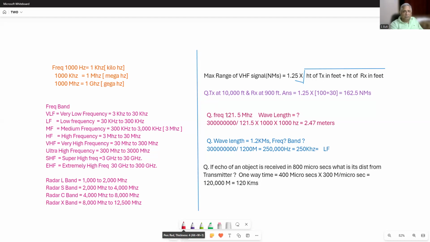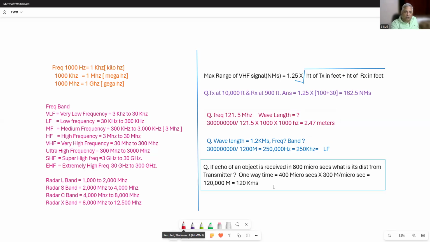Next, if the frequency is given, you can find out the wavelength. Speed divided by the frequency. Since it is in megahertz, convert it into hertz, into 1000 kilohertz, into 1000 hertz, and you will get 2.47 meters is the wavelength. If the wavelength is known to you, 1.2 kilometers, what will be the frequency and which frequency band? Now, 1.2 kilometers, we will convert it into meters. 3 into 10 to the power 8 divided by 1200 meters is equal to 250 kilohertz, and it is in low frequency band.